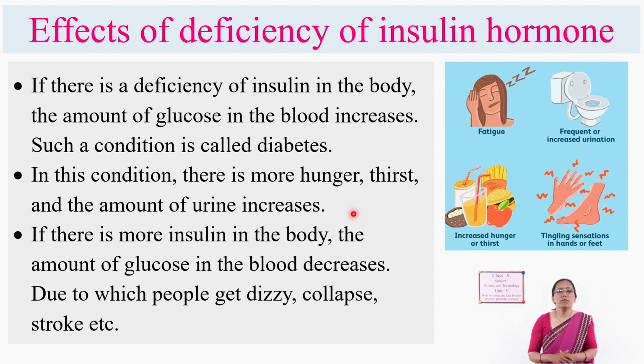If there is more amount of insulin in the body, what happens then? More amount means it will convert glucose into glycogen much faster. So because of that, the glucose level will decrease in the blood. Then the person feels weakness, dizzy, collapse. Sometimes there is stroke also. Sometimes people become faint also. These are the different effects which are due to the imbalance of this hormone.